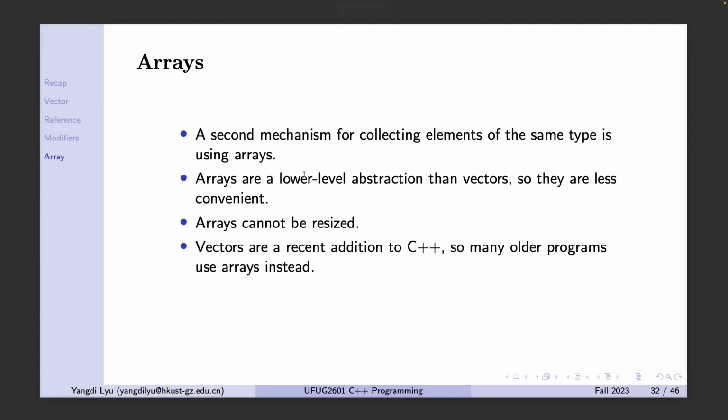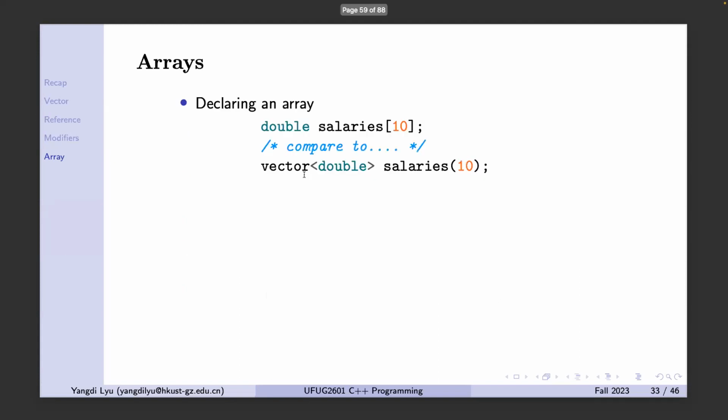Arrays are faster and more efficient than vectors, right? If you want your code to be faster, if you care about maybe microseconds faster, then you can use arrays. But it's more dangerous to use than vectors.